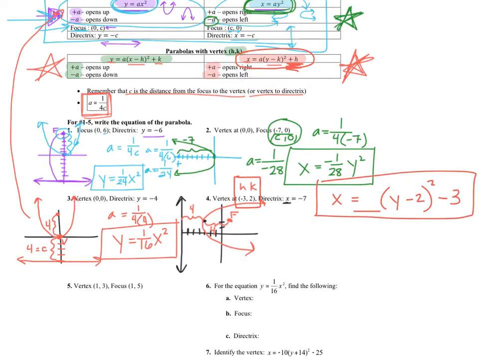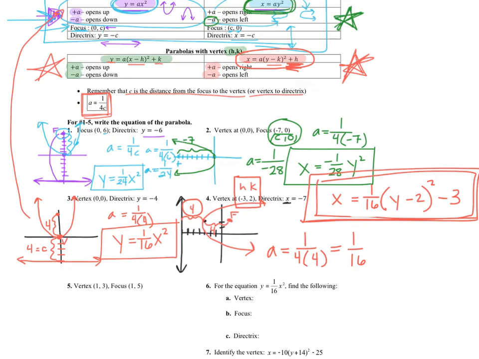And the way that we do that is we're going to plug in that a equals 1/4 times c. And we already said our c value, the distance from the vertex to the directrix or the vertex to the focus, is 4 units. So your a is 1/16. So your answer would be x equals 1/16 times (y minus 2) squared minus 3. So this is your answer there.